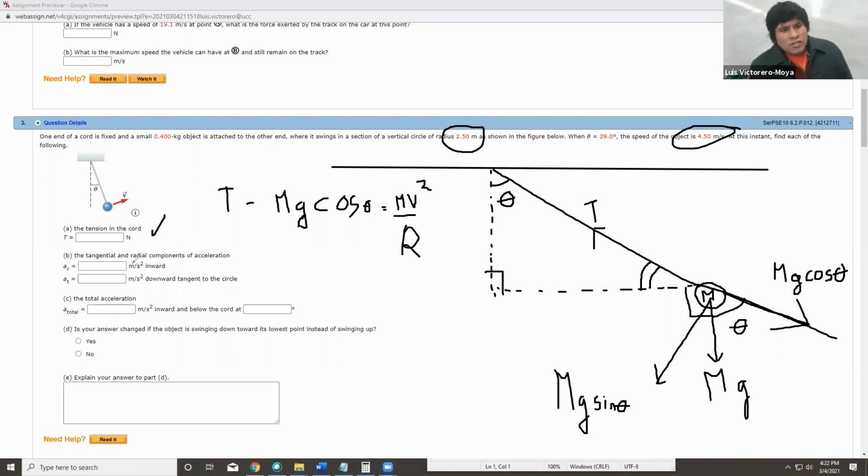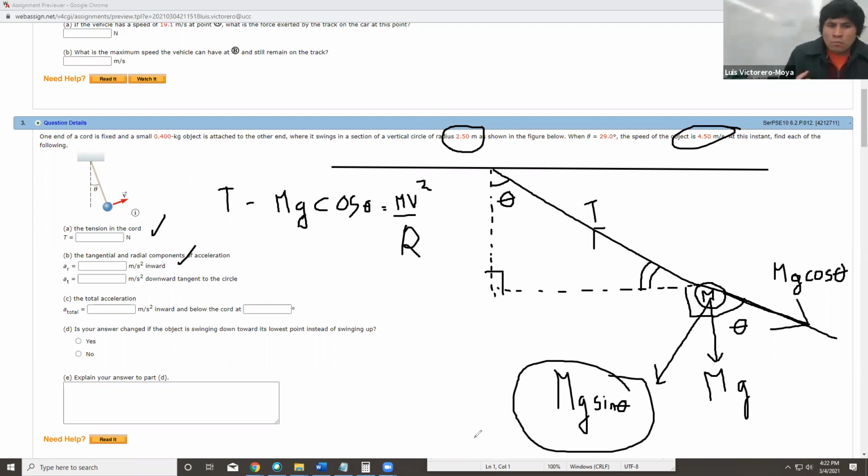The radial acceleration, the centripetal acceleration, will be just v squared divided by r. How do you find the tangential acceleration? Here. mg sine theta is equal to mass times tangential acceleration. So the tangential acceleration will be g sine theta. Okay, and you're also given the value of theta there.